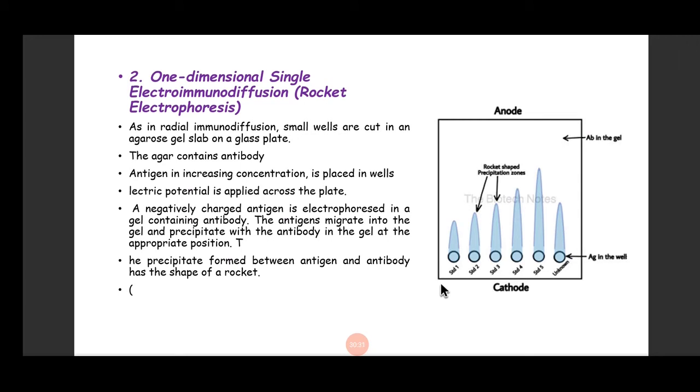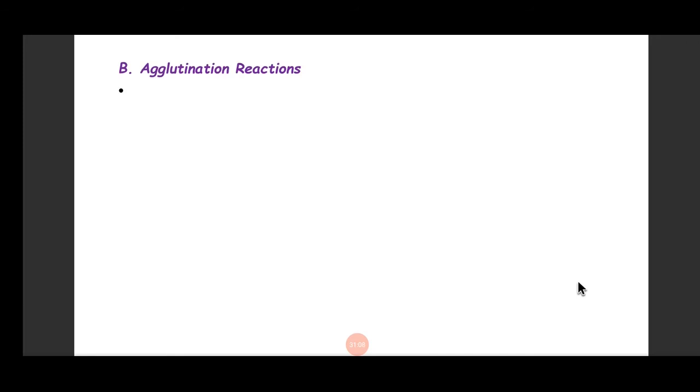In one-dimensional electroimmunodiffusion, when antibody is present in the gel, and you have placed different antigens and applied a current, you will see a precipitation in the shape of a rocket, a jet-like projection, and the height of the jet-like projection will depend upon the concentration of antigen. So this is called the one-dimensional single electroimmunodiffusion test, or rocket electrophoresis, and this is used for the quantitative estimation of the antigen. These all were the precipitation reactions.